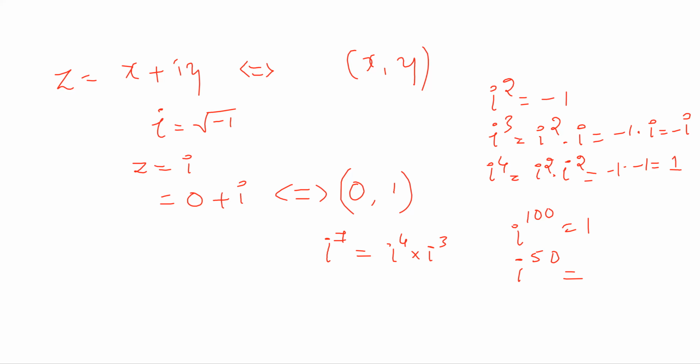Yes, sir. i power 4 into i power 3. So whenever the base is the same, you just have to add those two powers. So i power 4 plus 3, it will become i power 7 only, right? Now we know the value of i power 4 is 1 and i power 3 is minus i. So that means i power 7 will become minus i.